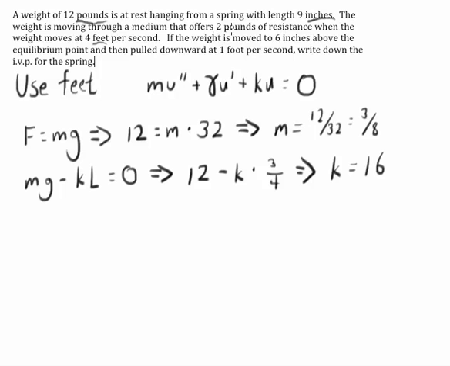Finally, we have this expression here that talks about the damping, how much resistance the weight experiences at a given velocity. So this is force equals gamma times velocity. We know the force is 2 pounds. We don't know what gamma is, but the weight is moving at 4 feet per second, so we can solve for gamma. So with all that, we can write down the differential equation.